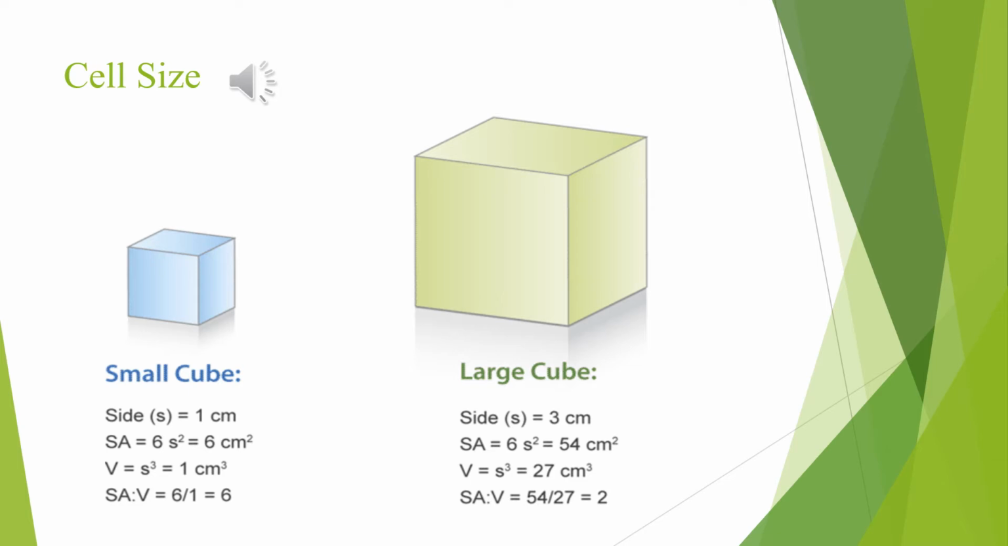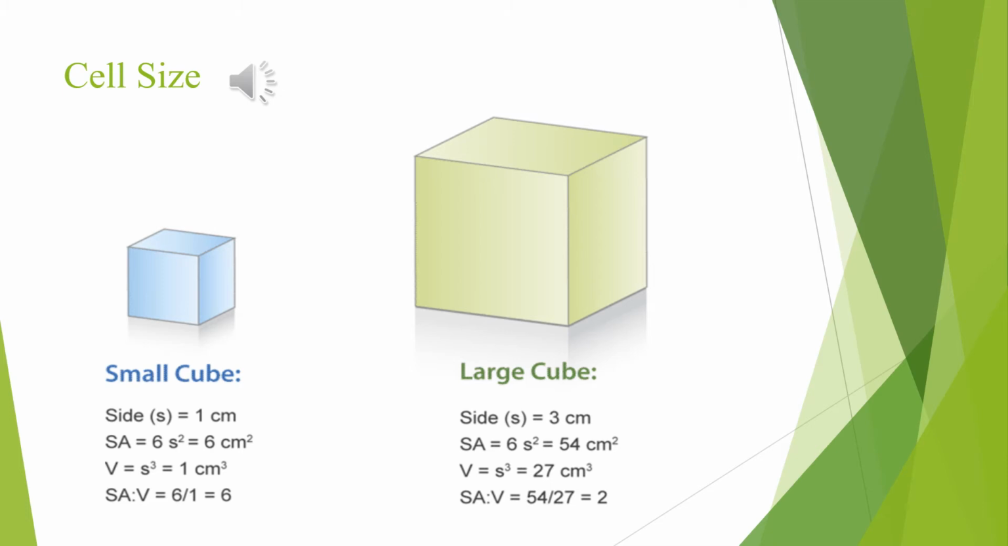The surface area to volume ratio is surface area divided by volume. Ratio means division, so the surface area to volume ratio is dividing surface area by the volume. In this case, for the smaller cube, it is 6 divided by 1. Well, what do you get when you divide 6 by 1? You get 6.